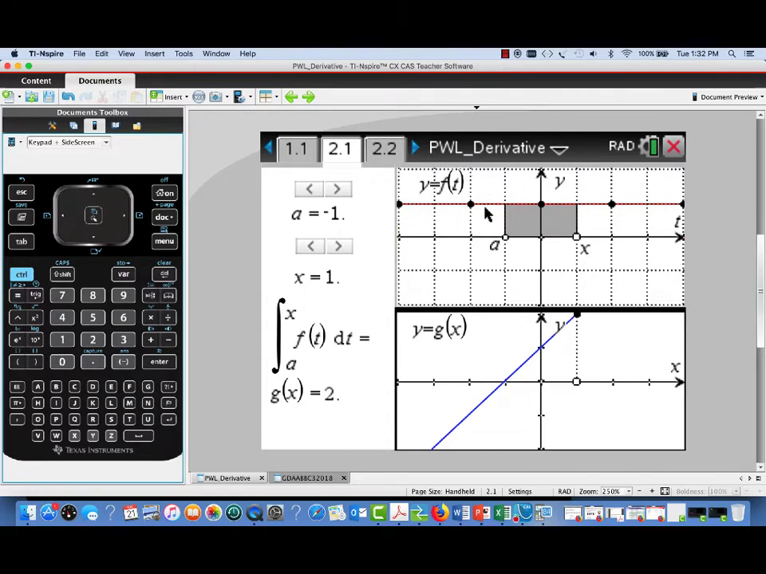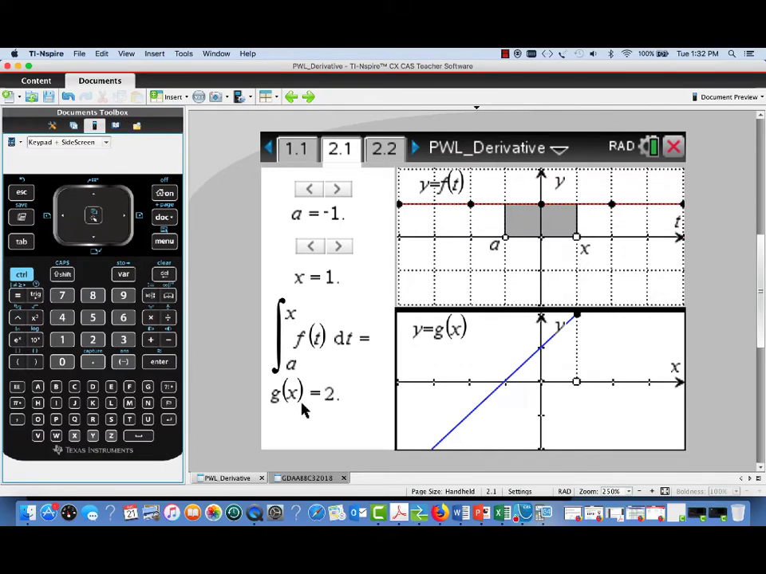Okay, here's where we've got to start, and we've got our function y equals little f, and notice this is a very simple function. It's just a straight constant function, y equals 1. Now you see this shaded area, looks like a rectangle. Well, that's representing the value of the integral from a to x. A and x are linked to sliders. The value of a is -1, the value of x is +1 currently.